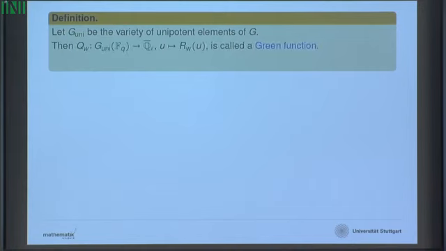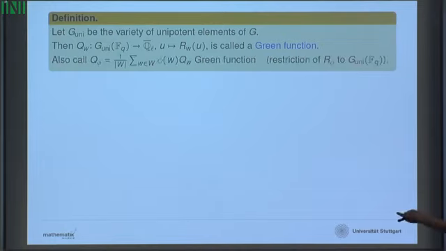Okay, so the green functions are just a small piece of these R phis, namely you only look at unipotent elements of your group and you restrict this R phi just to the set of unipotent elements. So it's even a smaller piece from the whole set of character values. And this is what you call a green function. We also call these transformed things green functions. So it's just a restriction of this R phi to the set of unipotent elements.